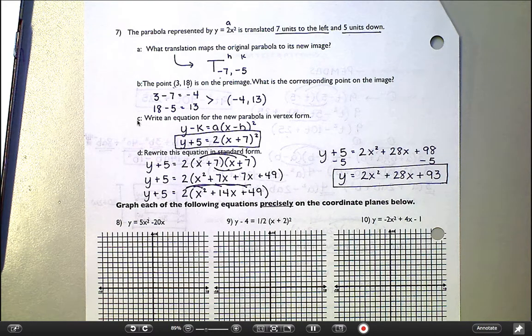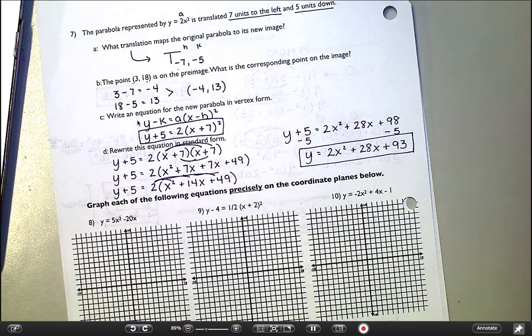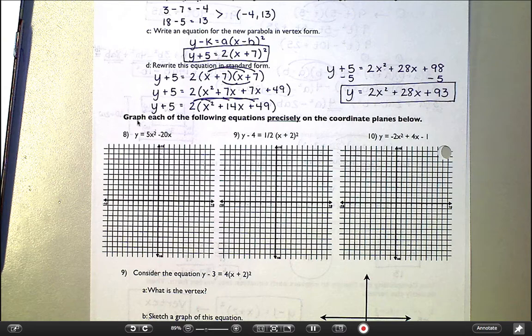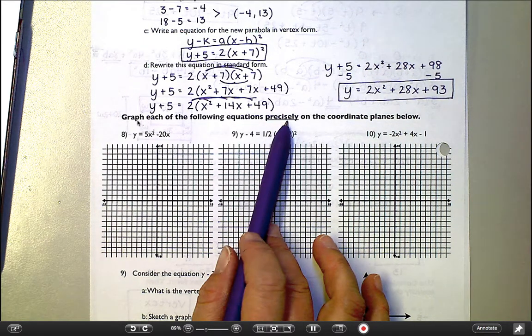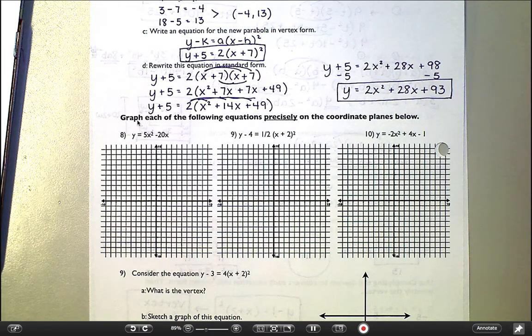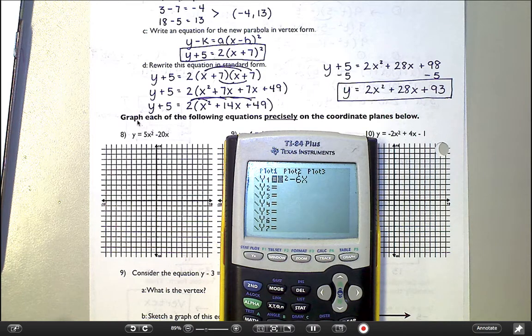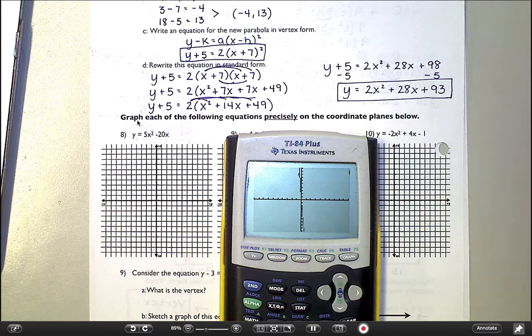Okay, 8, 9, and 10, I'll be honest, we haven't talked about a ton in class, so I wouldn't stress about them too much. We'll make sure to cover them before you take the test. But really, anytime I'm asking you to graph one of these things precisely, I'd be using your calculator. For example, number 8 here, I would type in as 5x squared minus 20x. You can go ahead and graph it to get an idea of what it's going to look like.